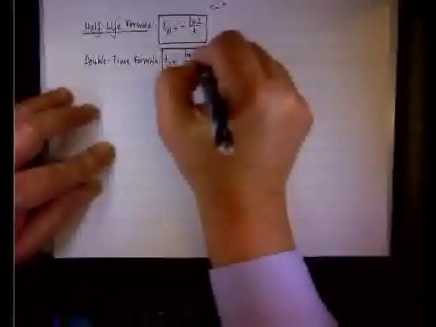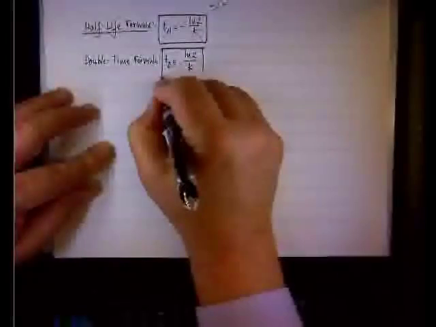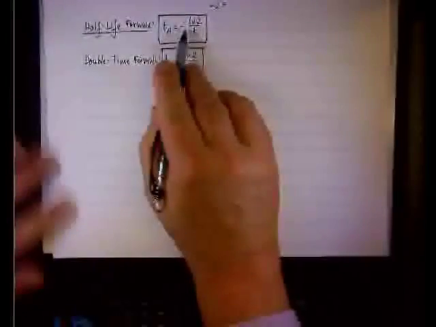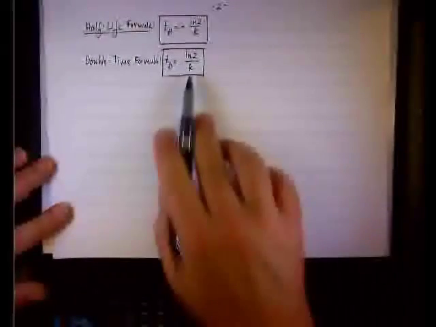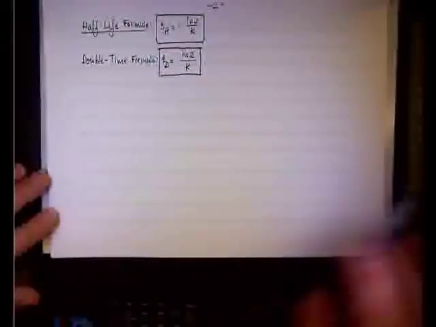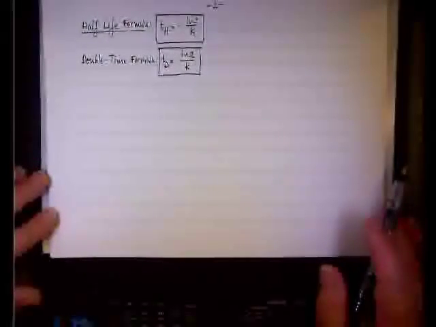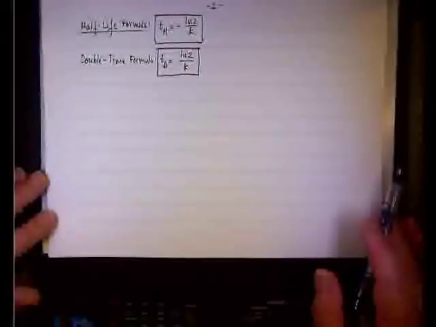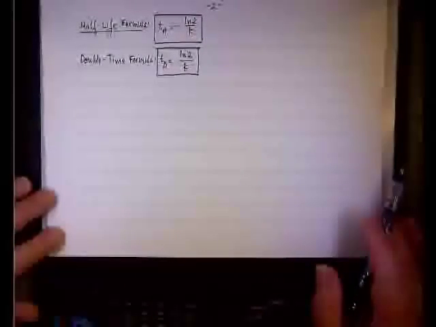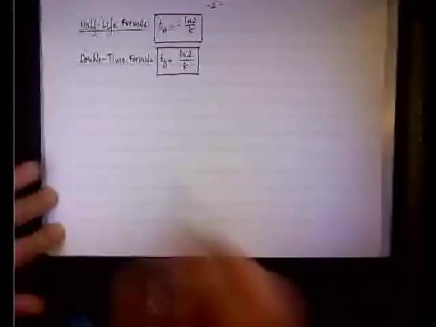So look at how similar these two formulas are. So if you have negative, you know that you have half-life. If you have positive, you know that you have the double time. In any event, natural log of 2 is 0.693. So we are dealing with the same number. Okay?